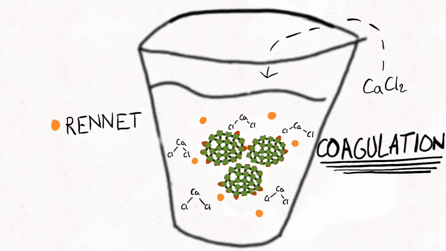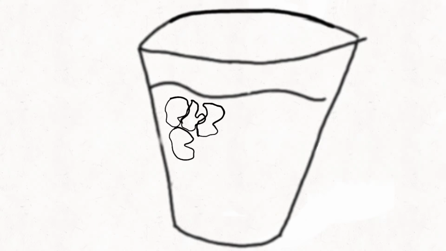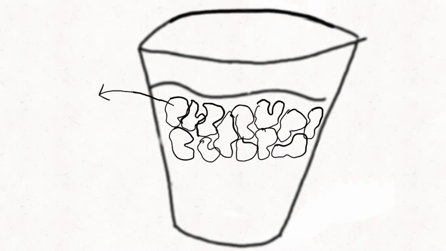Without the protection of intact kappa-casein, the casein micelles and casein complexes coagulate and precipitate due to their hydrophobic nature. After all that, you'll have a layer of curds and a layer of whey water.